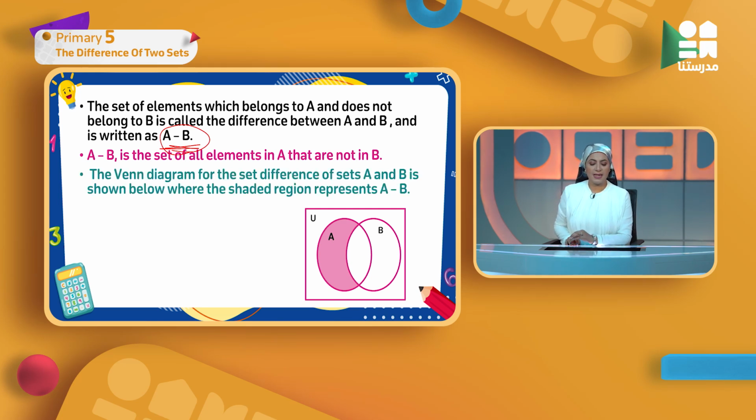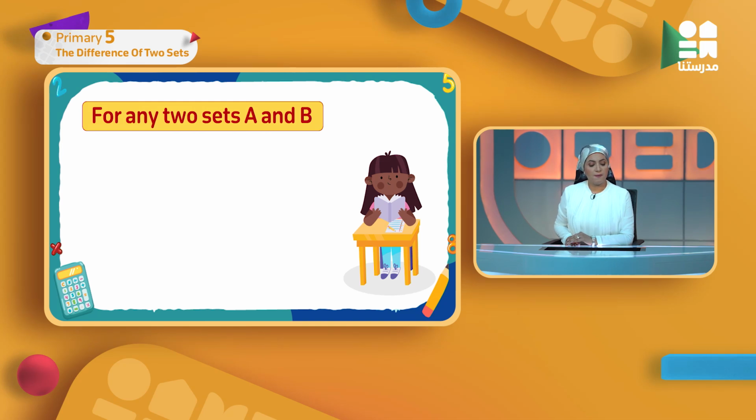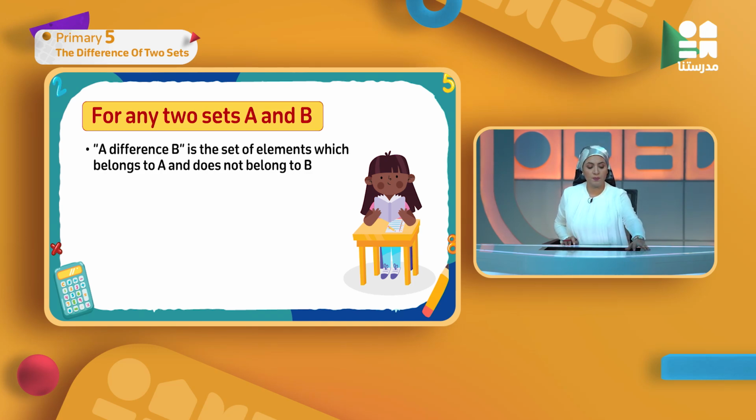Here, the Venn diagram for the set difference of sets A and B is shown below, where the shaded region, اللي هي in pink color, represents A difference B. Some facts for any two sets A and B. A difference B is the set of elements which belong to A and do not belong to B. يعني A difference B equals the set of X such that X belongs to A and X does not belong to B. يعني elements belong to A but they don't belong to B.